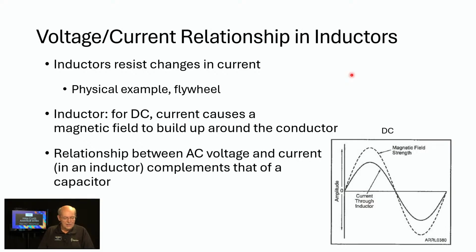Inductors work differently. With DC, when you pass current through an inductor, it's going to build up a magnetic field. Inductors resist changes in current, and a physical example is a flywheel. The flywheel in your car, well, let's talk about a 4-cylinder engine for a second. You've got 4 spark plugs, and each time a spark plug fires, it's giving a push on what's called the crankshaft that actually powers your car.